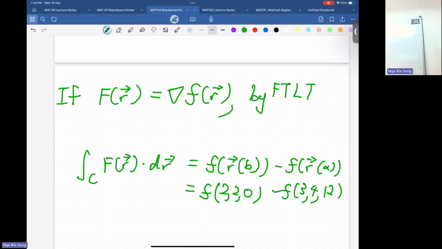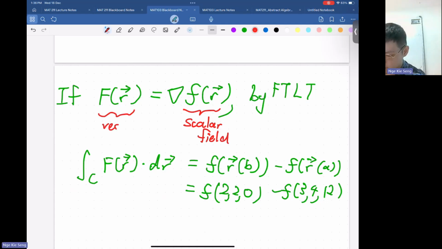But to write a vector field as a gradient of another field, a gradient of a scalar field, here should be a scalar field. So here is a scalar field. The other side is a vector field. So to write a vector field in this way means what? What's the definition? We call this vector field a conservative vector field.